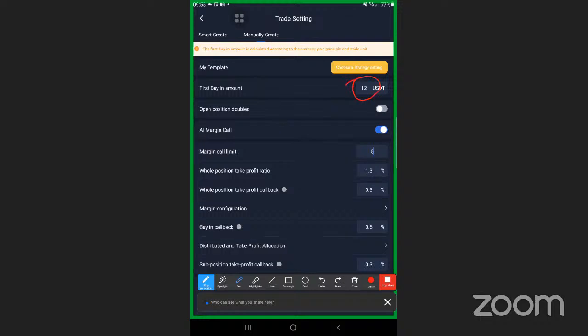The same applies if you want to trade with $200 as your capital that you want to expose to this coin alone. You are going to do the same. You are going to divide it by the number of margin calls plus 1.